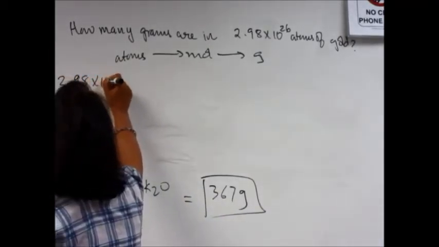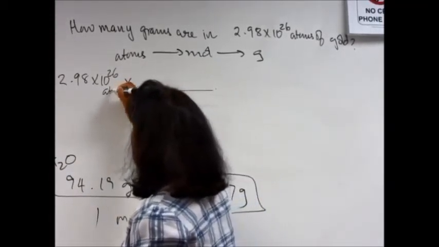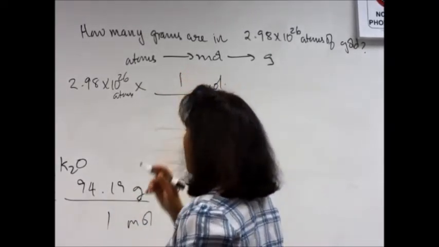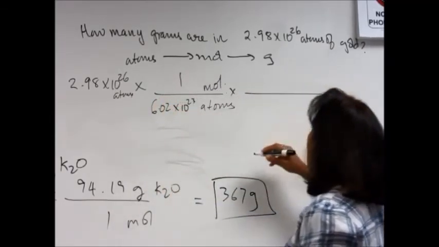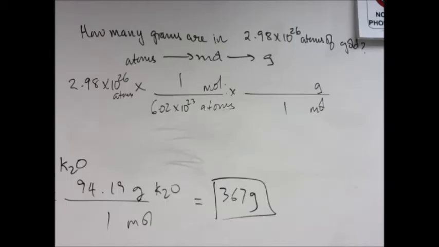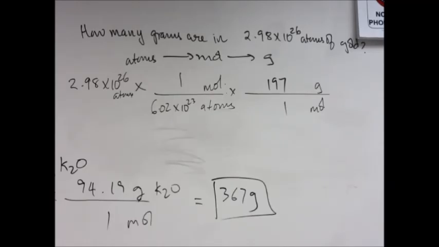So 2.98 times 10 to the power 26 atoms, convert it to moles. Atoms goes at the bottom, moles goes on the top. So in 1 mole, how many atoms? 6.02 times 10 to the power 23. And then mole goes down and gram goes up there. So in 1 mole of gold, we have 197, let's just round that off, grams. Seems like a huge number.